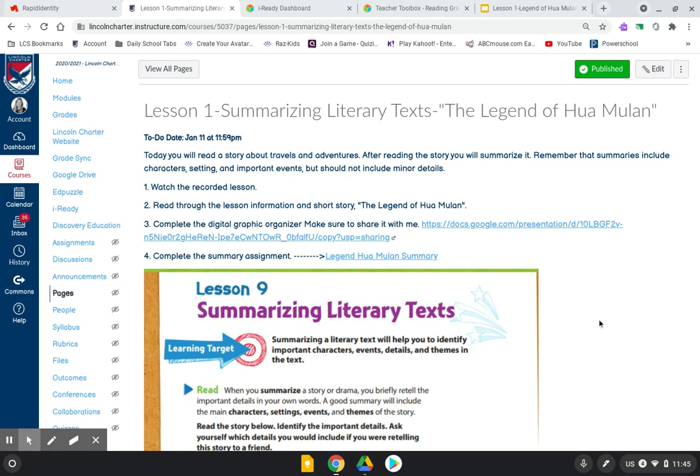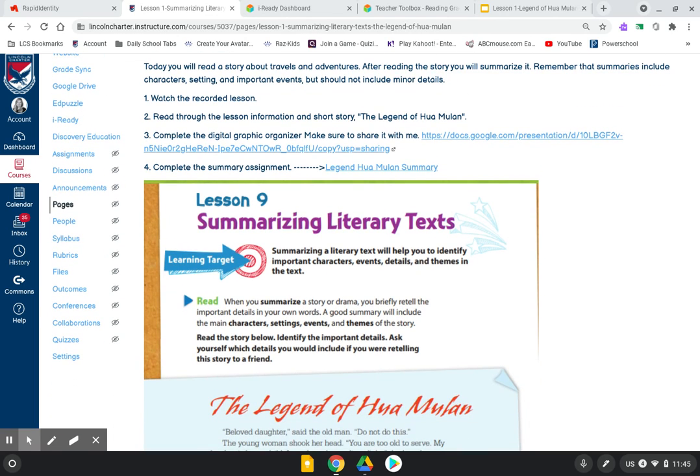We're going to jump right into our lesson for today. Over the next couple of days and throughout this week, we will read a few literary texts about travels and adventures. Our focus this week is summarizing literary text. We are working through that because we are getting ready to start our next novel study next week, and this will be in preparation for that novel study. So like I said, over the next couple of days, we'll be looking at summarizing literary text.